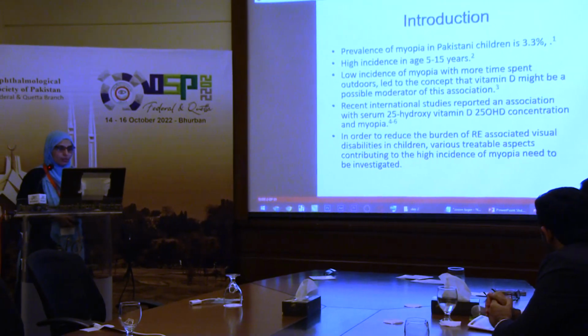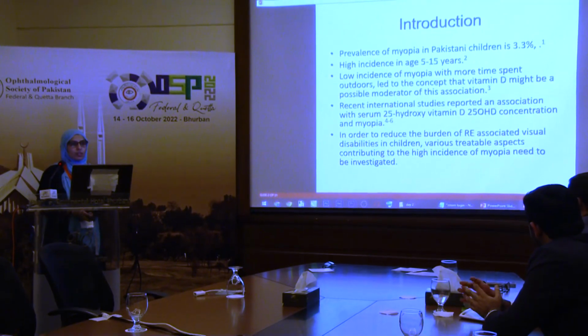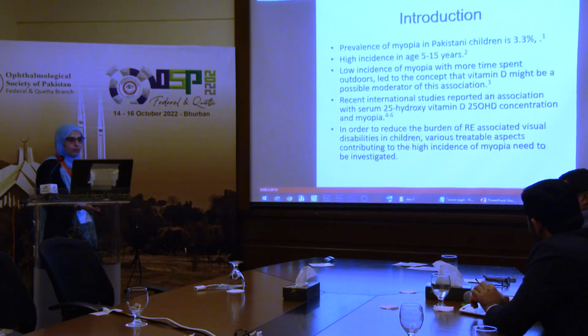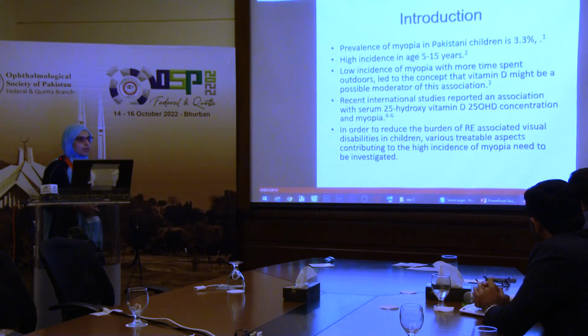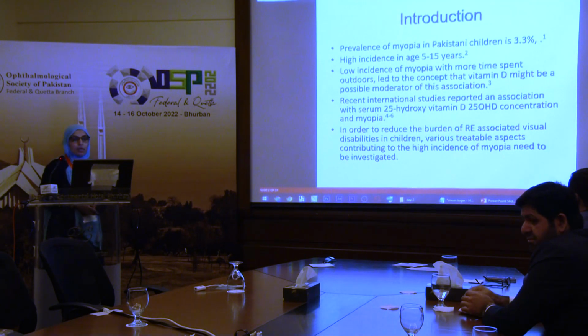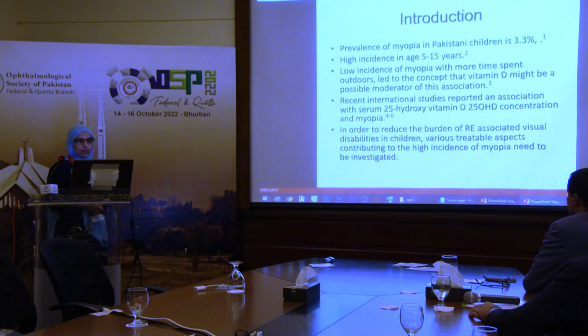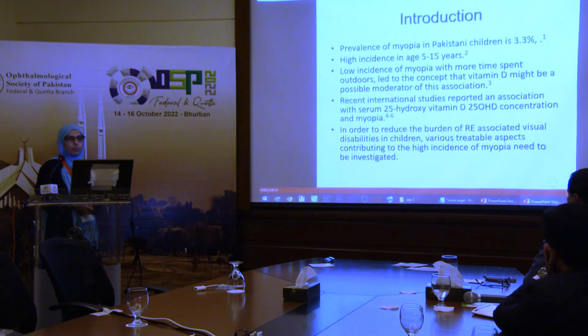As we all know, refractive errors are a common cause of decreased vision in children, and in Pakistan the prevalence of myopia is reported to be 3.3%, with a high incidence in children of 5 to 15 years of age. A low incidence of myopia has been reported with more time spent outdoors. This led to the concept that vitamin D might be a possible mediator in this association. Recent international studies and a meta-analysis reported an association of serum 25-hydroxyvitamin D with myopia.